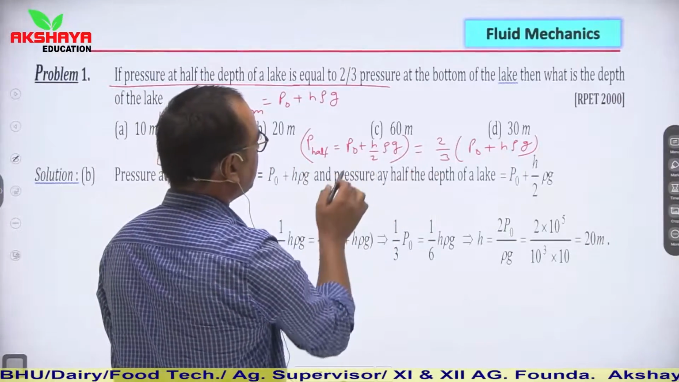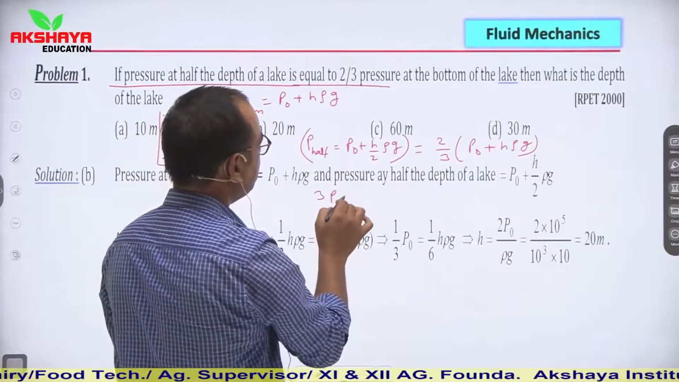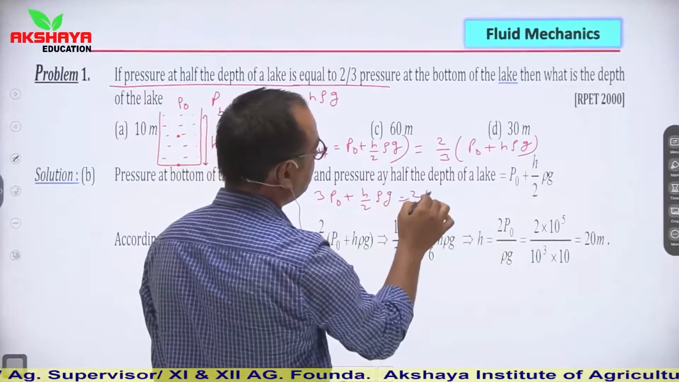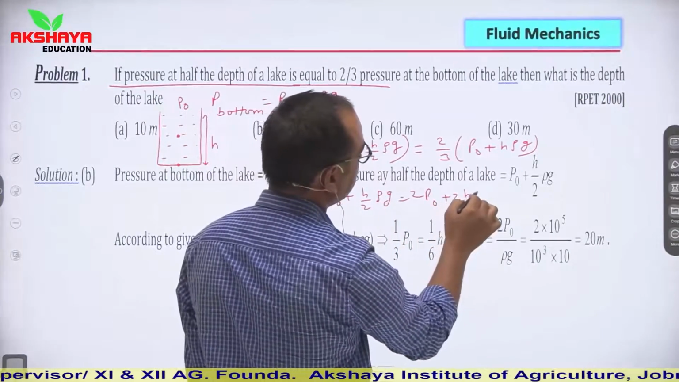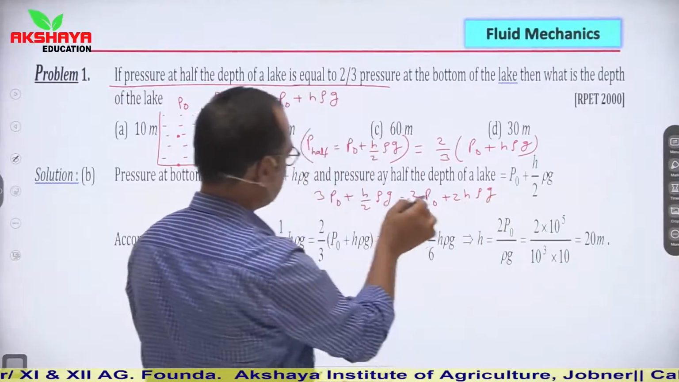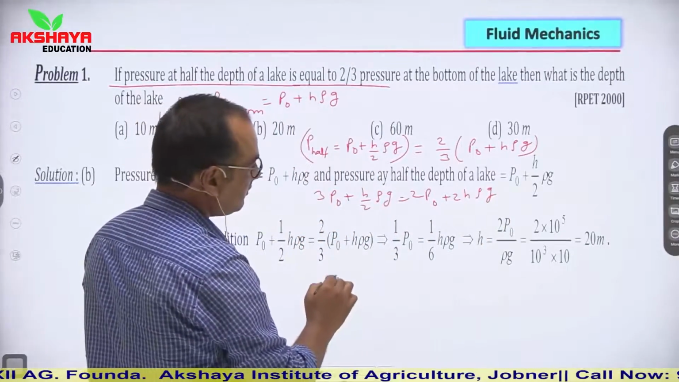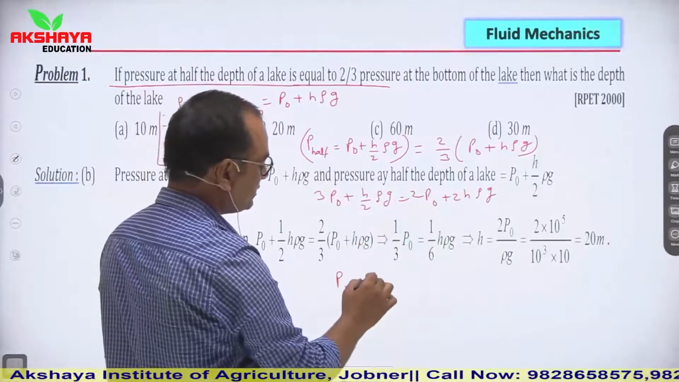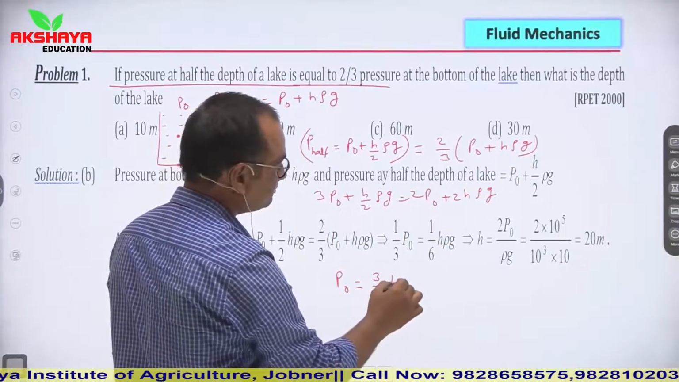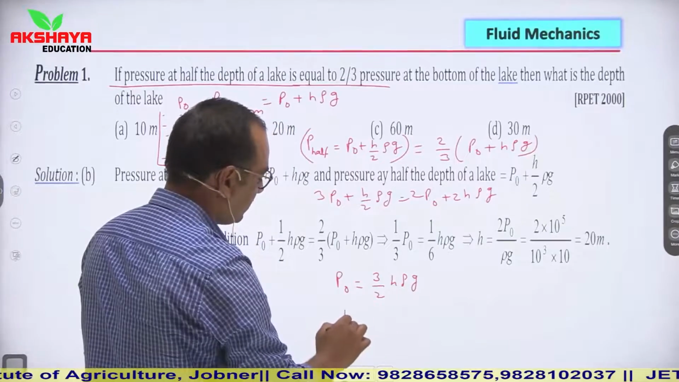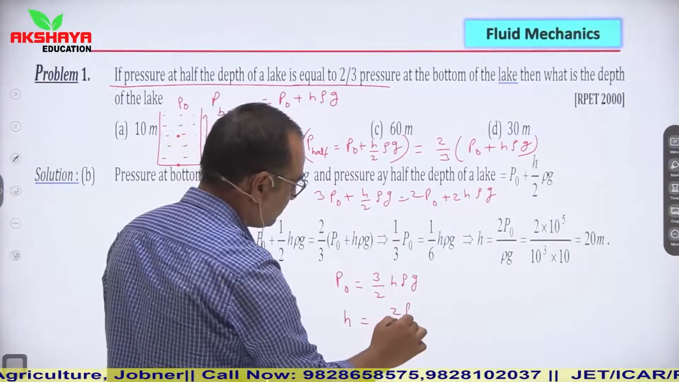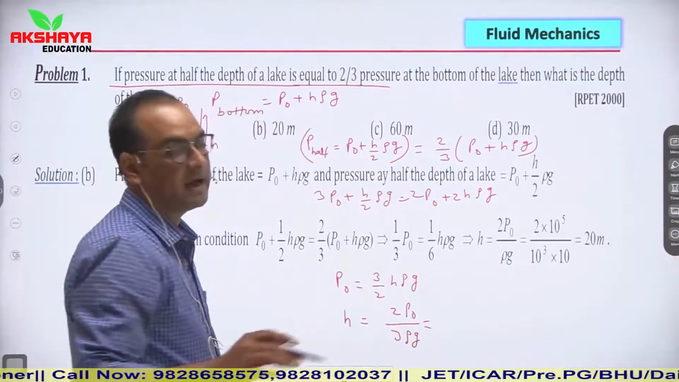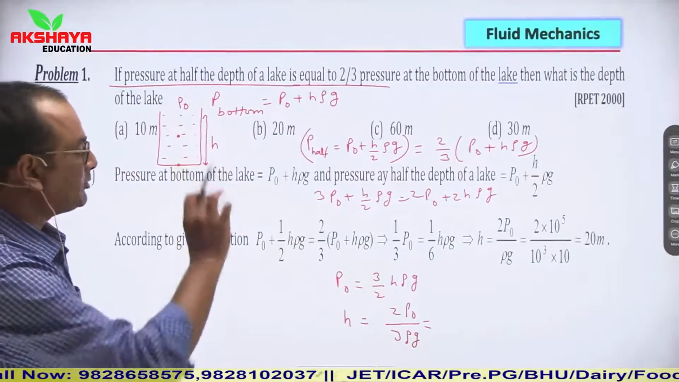So see, if we cross multiply, then it is 3 times P naught plus H by 2 rho G is equal to 2 P naught plus 2 H rho G. So P naught is equal to 2 H rho G, and it will be subtracted. So it is 3 by 2 H rho G. Now we can find the value 2 P naught upon 3 rho G. So this is the formula by which we can find the depth of the lake.